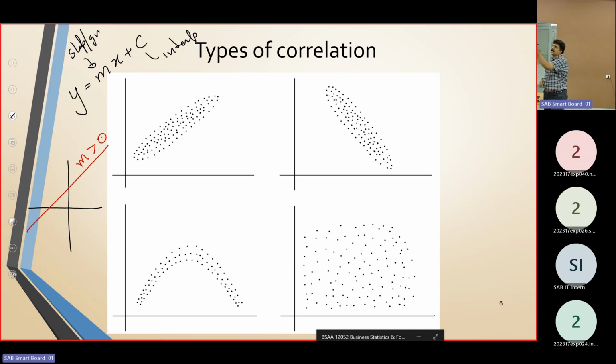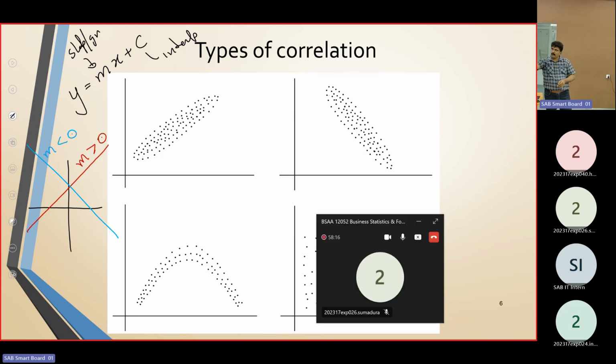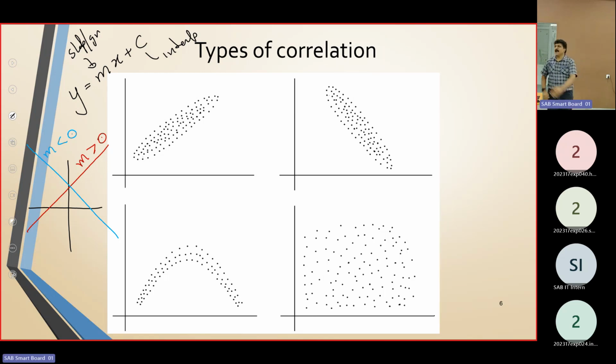Positive. Now, if you have a line slanted towards the left like this, then it has a negative slope. M is less than 0. Right. So the general equation of a straight line is y equals mx plus c. If you have a line slanted towards the right, any of this form, then we can say it has a positive slope. If you have a line slanted towards this way, then negative slope.